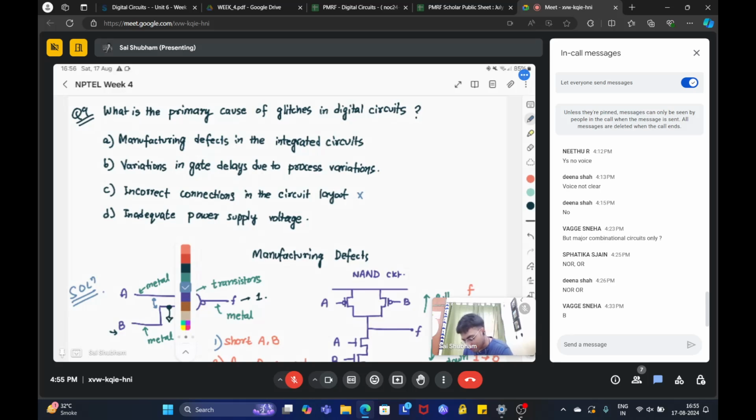If you have less power supply, what will happen is that the transition will take more time. Fine. But this is not the primary reason, okay? This is correct that if we provide less power supply, it will take more time for the transition. But in general, this is the primary reason. Is this clear to everyone? What I have explained?